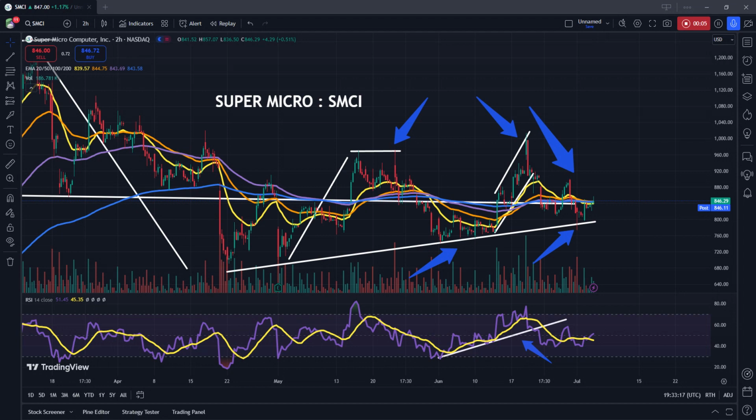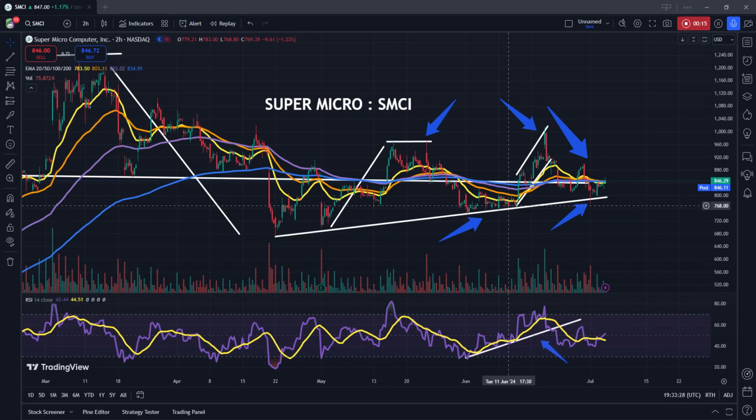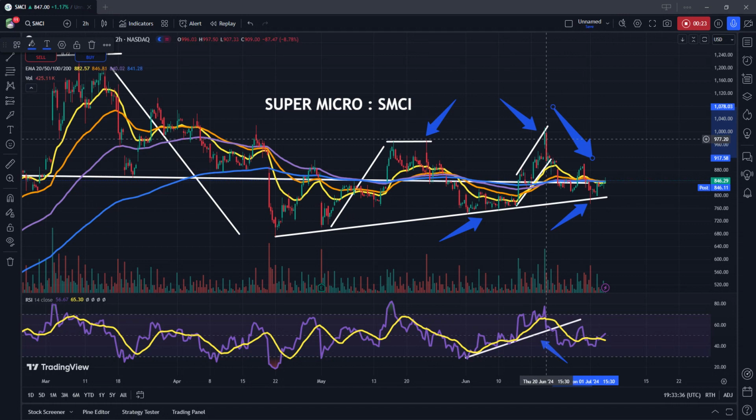Here we have the 2-hour price chart for Super Microcomputer Incorporated, stock ticker SMCI. Here we can see that the stock is kind of struggling to maintain some upward price movements. We've got a bit of downside activity. If we look at the prior highs that were established, this would be June 20th, when the highs came in at just above $1,015.